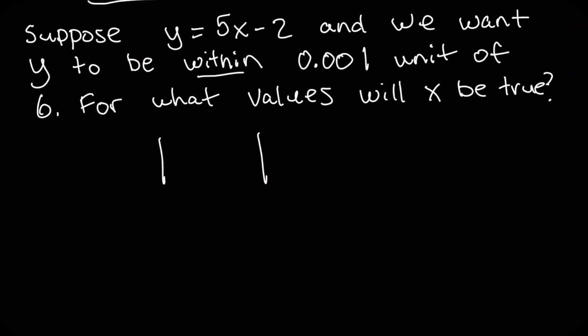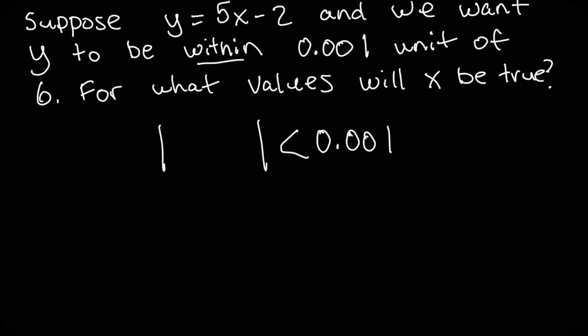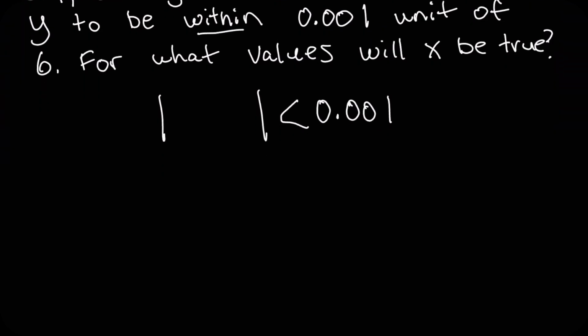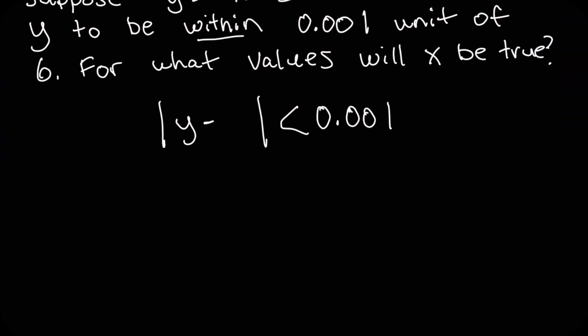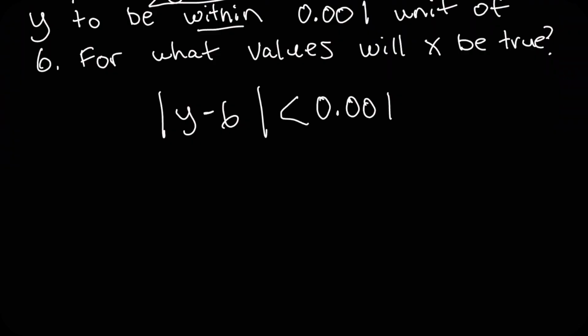We know that it's going to be within, so it's going to be contained within there. And then our unit is 0.001, and our statement is y is within 0.001 unit of 6. So if it's within that unit from 6, we can go ahead and say the absolute value of y minus 6. And we want to plug in our other equation, which is y is equal to 5x minus 2. So let's plug that in.